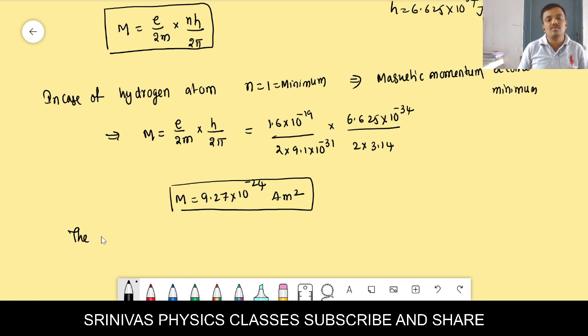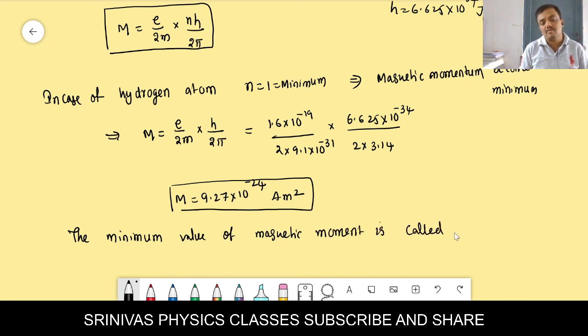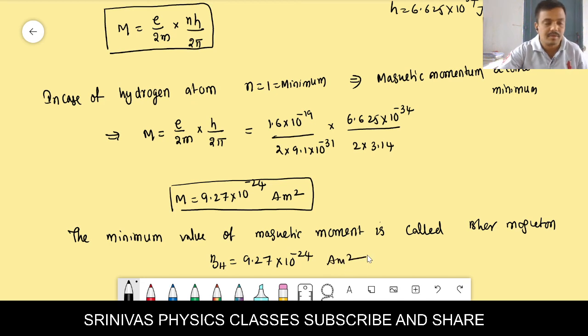The minimum value of magnetic moment is called Bohr magneton. That is, the Bohr magneton value is 9.27 into 10 to the power of minus 24 ampere meter square. Right? This is today's topic.